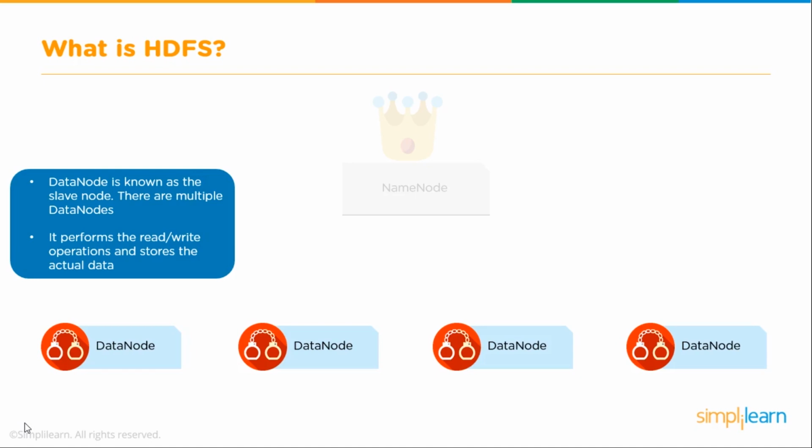So data nodes are the ones which are taking care of your read-write operations, and they are the ones which are storing the actual data. Which basically means if I have a cluster of 10 machines and one machine is master, which is name node, then I can have data nodes running on all the 10 machines if I would want my data to be stored across all the 10 machines.